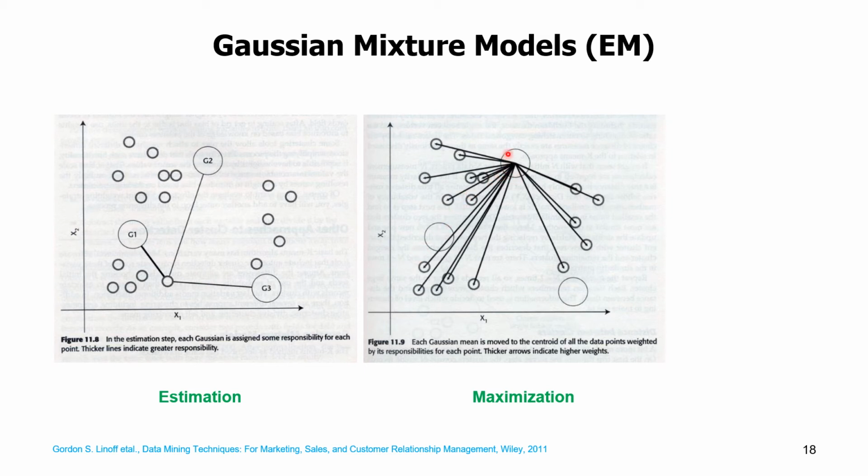Then for every cluster's parameters, you recompute using all these responsibility values. You recompute the mean value of the Gaussian, and you recompute the variance of this Gaussian. So probably this may move to some other place. So that's the maximization step. You repeat these two steps until there is no change in the Gaussians.